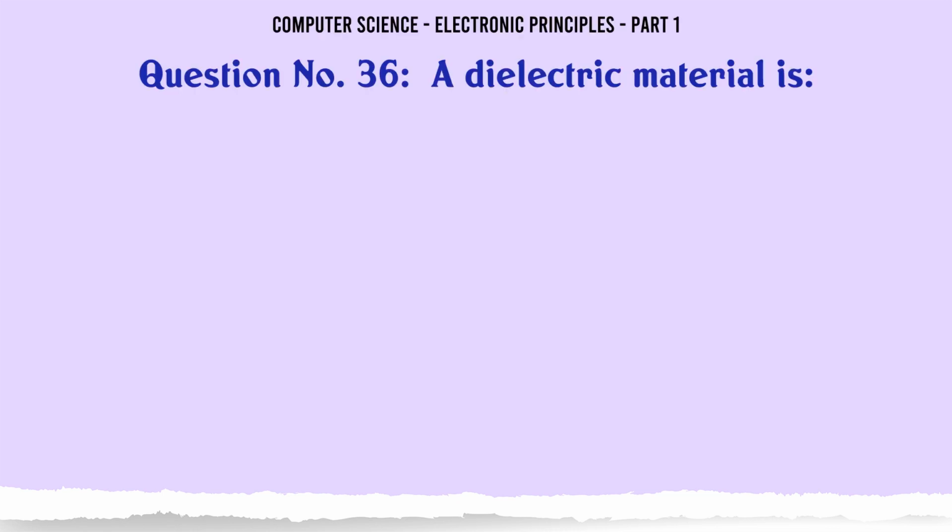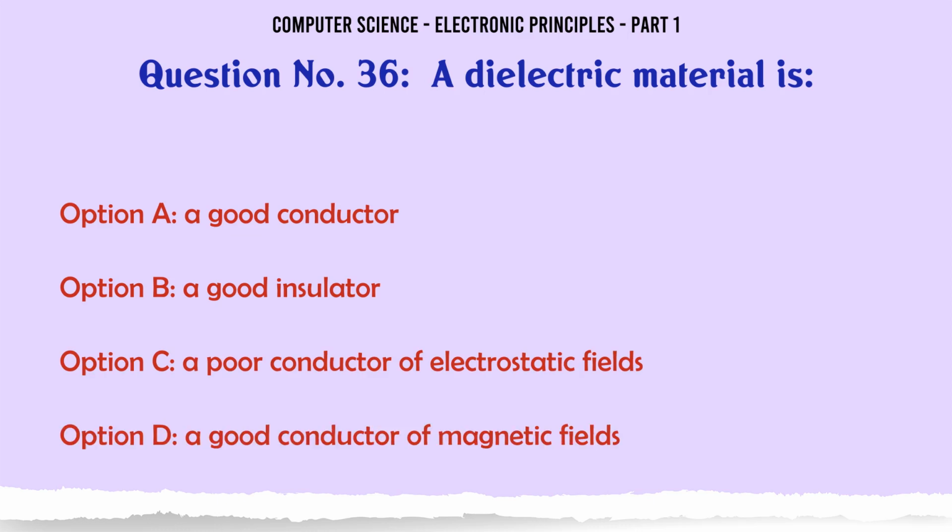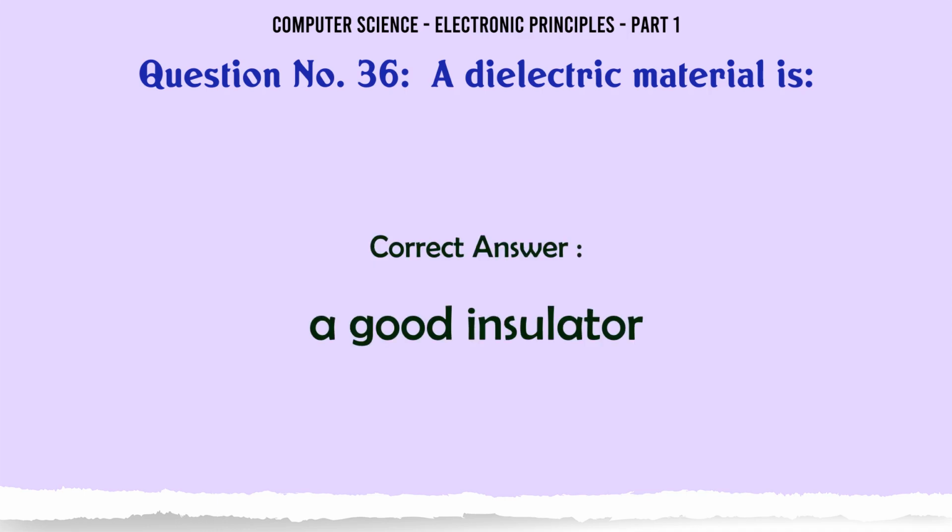A dielectric material is A. a good conductor, B. a good insulator, C. a poor conductor of electrostatic fields, D. a good conductor of magnetic fields. The correct answer is a good insulator.